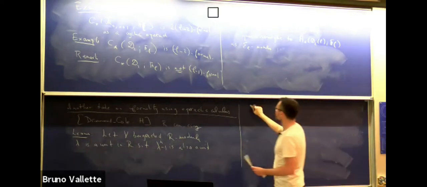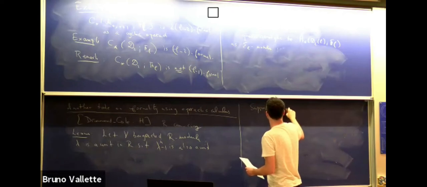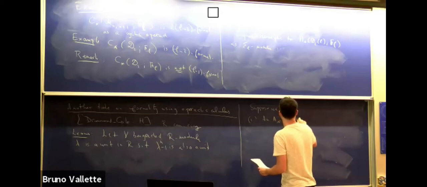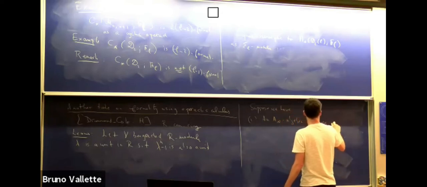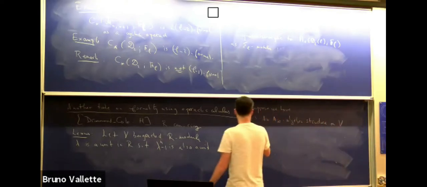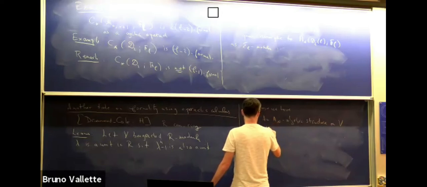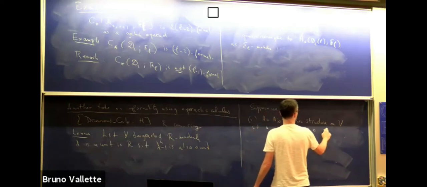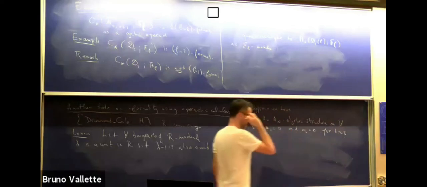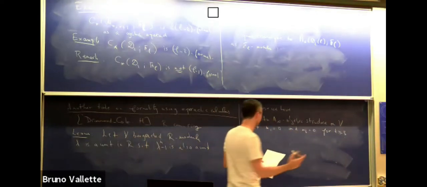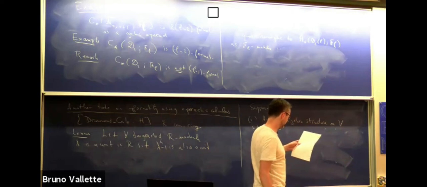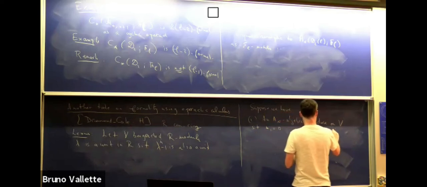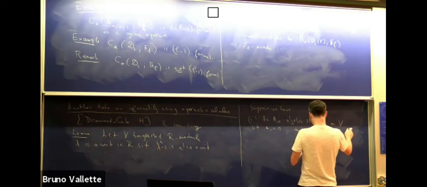And suppose we have an infinity algebra structure on V, such that M1, so the differential, is 0, and Mk is 0 for k up to n plus 2.